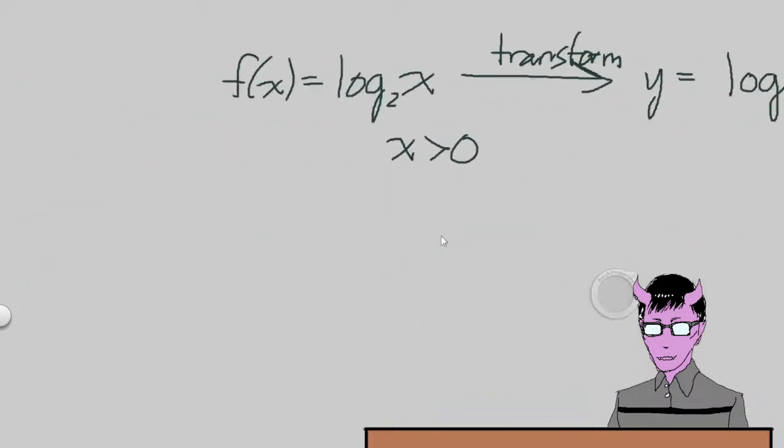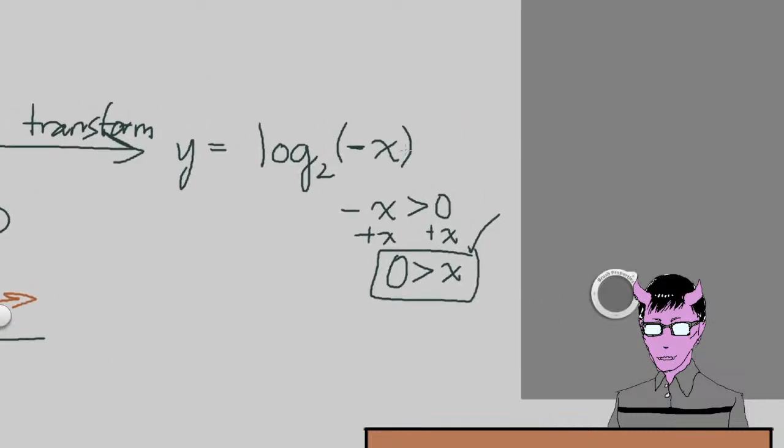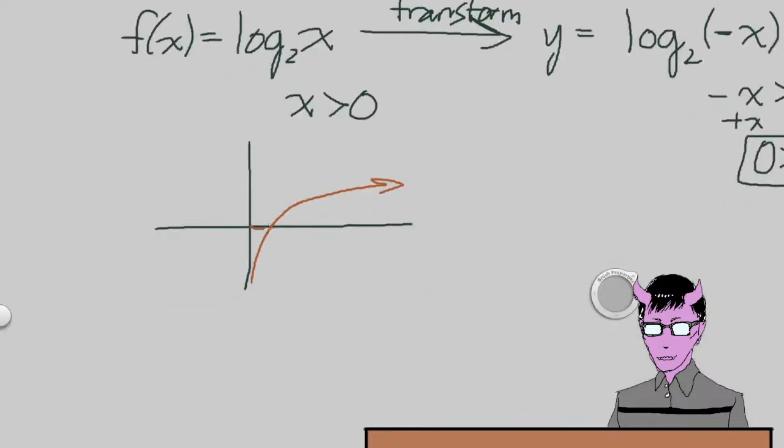So what that means is going from the parent function, the graph of which just looks like this. But when we get to here, we can't have positive x values anymore. We have to have negative x values. So the graph gets reflected across the vertical. So it becomes something like this.